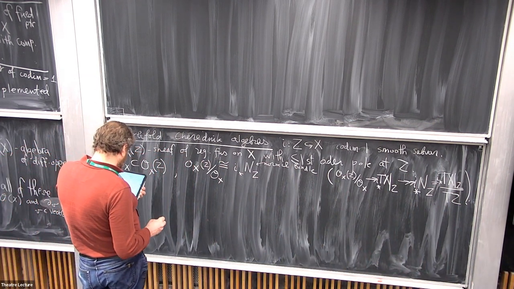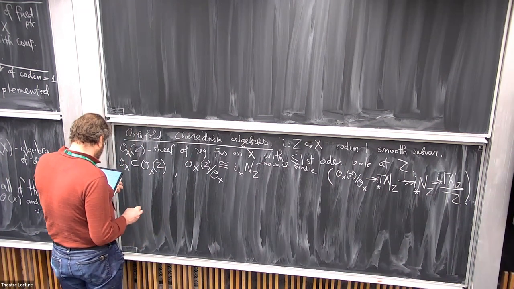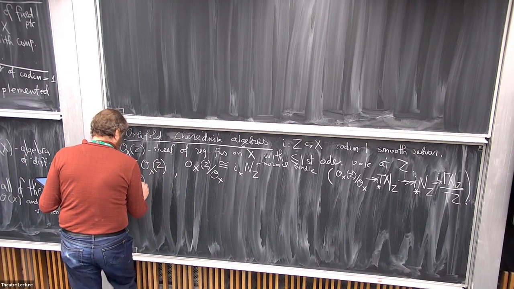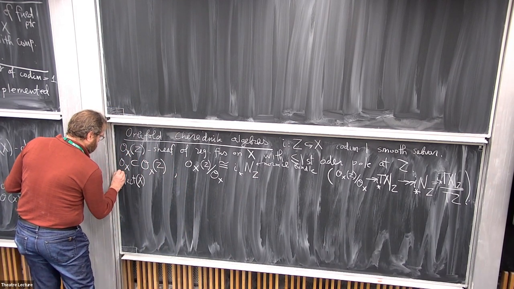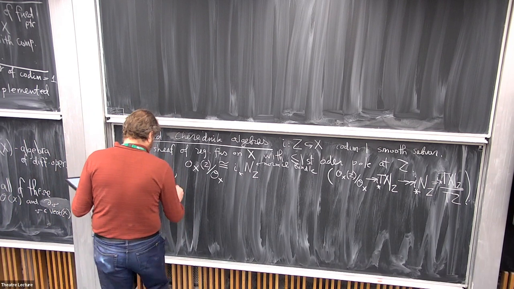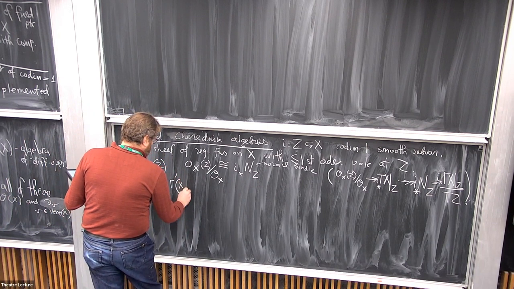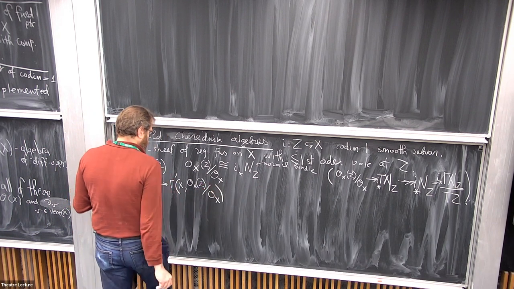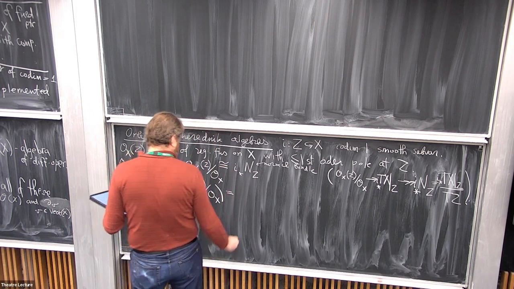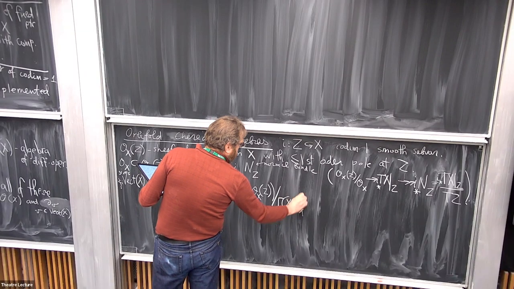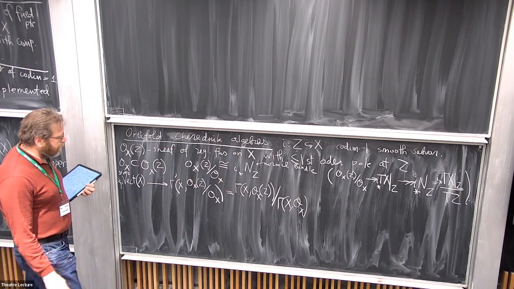And now, this means that we have a map from vector fields of X. So this means that we have a map psi. So this gives the map psi from vector fields of X to sections over X of OX(Z) over OX. And because X is affine, this is the same as sections over OX of Z over sections over OX. The section functor is exact.